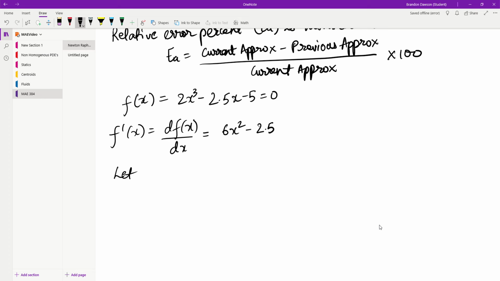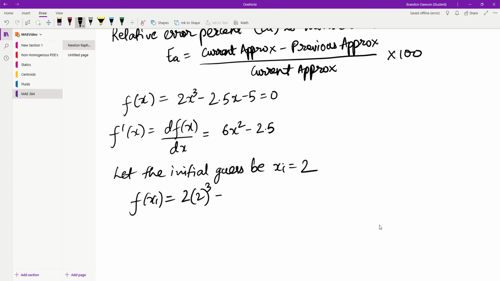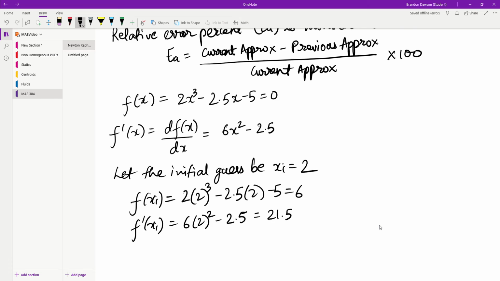We consider the initial guess to be equal to 2. So our initial guess is 2. So our f of xi will be calculated by substituting x as 2. So we get the value of f of xi as 6. Similarly, the value of f dash of xi we get as 21.5.